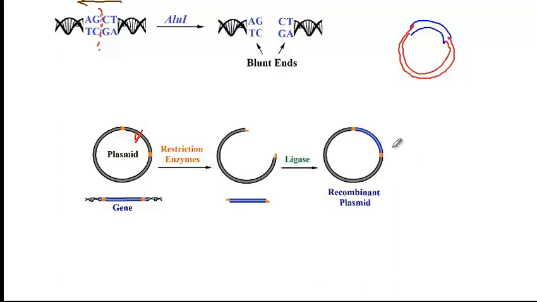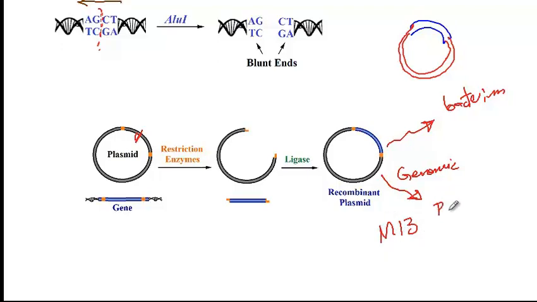Now, if we are working with cDNA, it's so easy. We can clone it right inside the bacterium because it's small enough that it can be cloned inside bacteria. But if you are working with genomic DNA, not every plasmid can carry this genomic DNA because it's so large. So we have to use the M13, which is a bacteriophage genome. And so can you tell me what are bacteriophages?